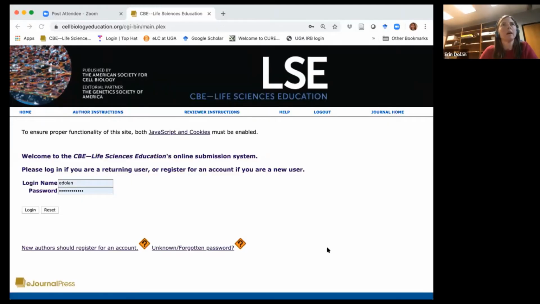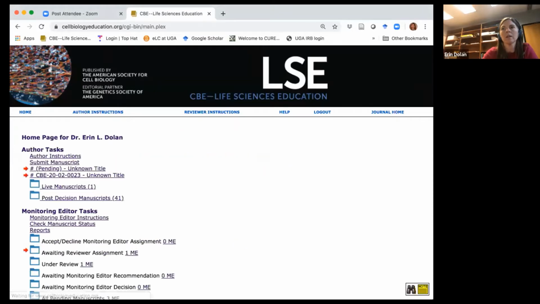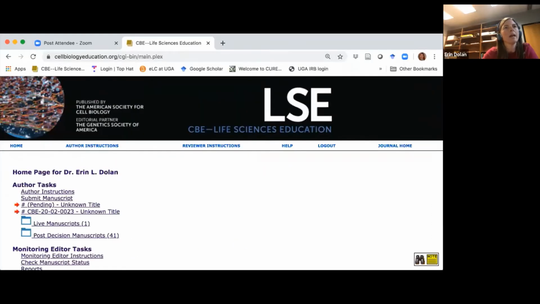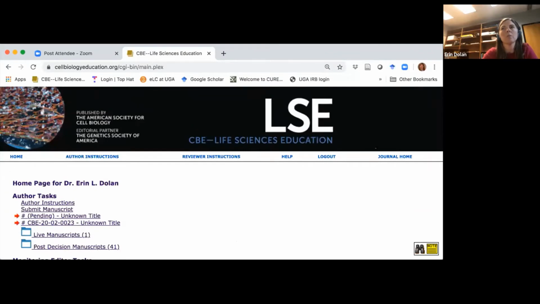And this is at cellbiologyeducation.org. So the first thing I need to do is I need to log in or create a user account. And you'll see that I have some functions that are related to the editorial process that you won't have appear for you, but these are all of the author functions. So if you have manuscripts you've already got in review, or if you have manuscripts that are post-decision, you'll see that information here. But you can also see here that I have both a couple of pending or unknown title manuscripts.